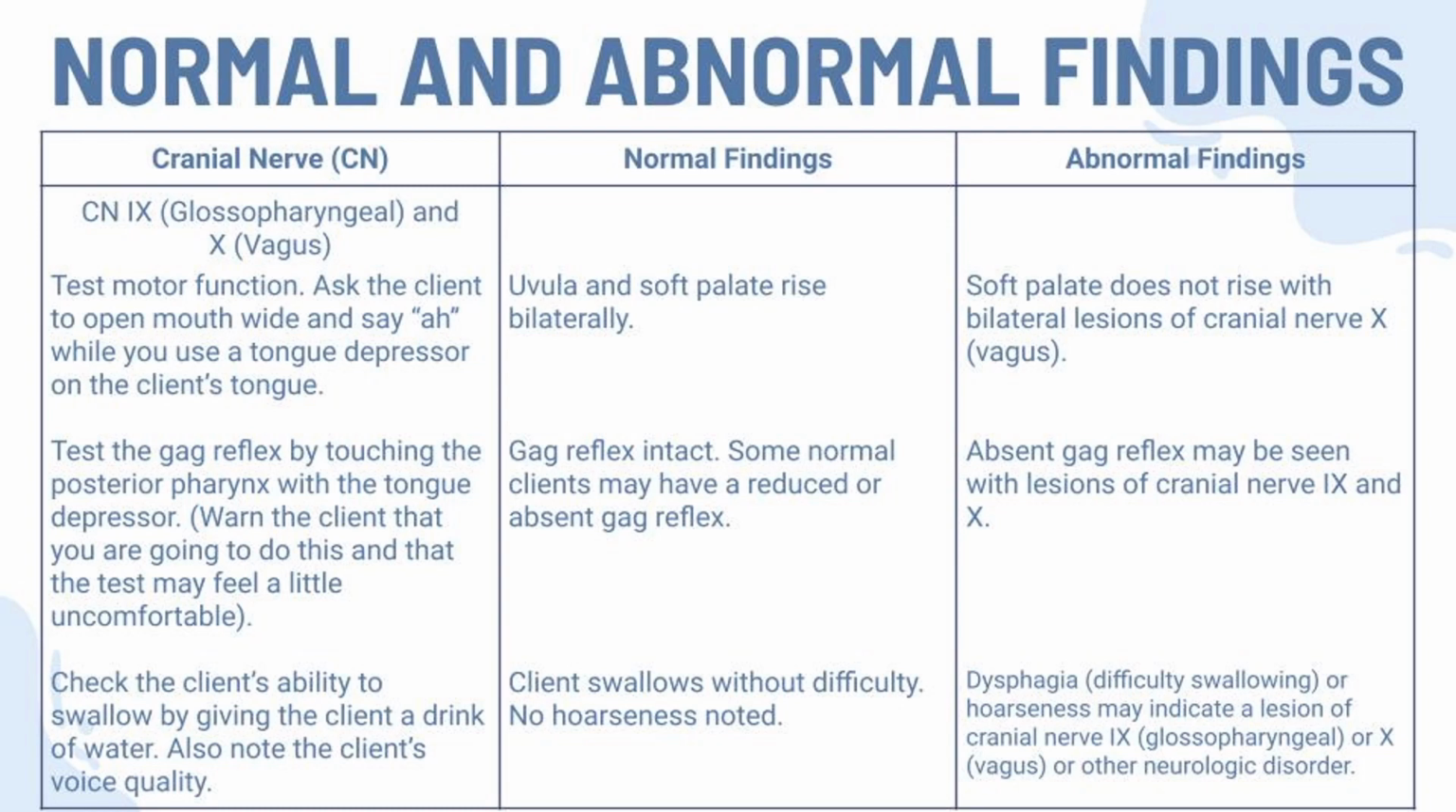Next is to check the client's ability to swallow by giving the client a drink of water. Also note the client's voice quality. The normal finding is that the client swallows without difficulty and no hoarseness is noted. Abnormal findings, such as dysphagia, which is also known as difficulty swallowing, or hoarseness, may indicate a lesion of cranial nerve 9 or cranial nerve 10 or other neurologic disorder.